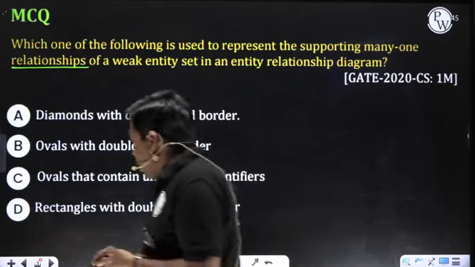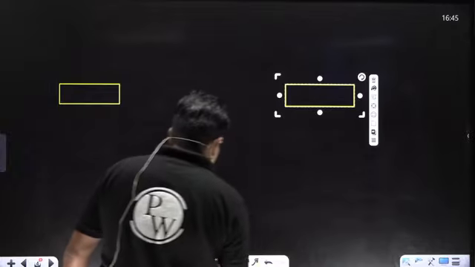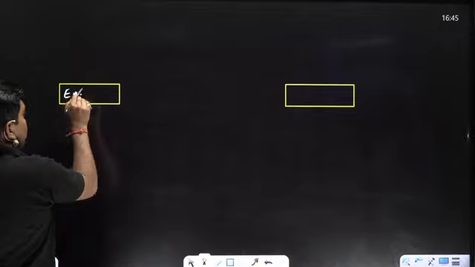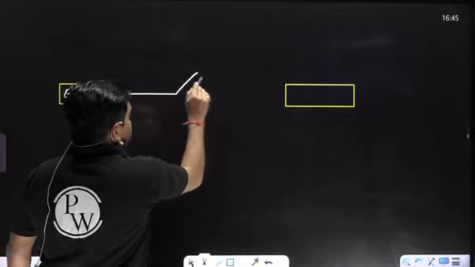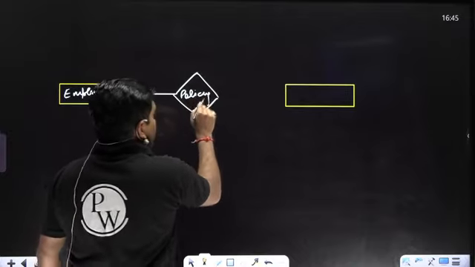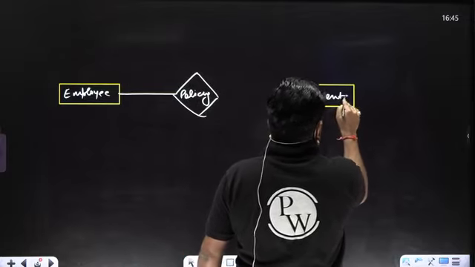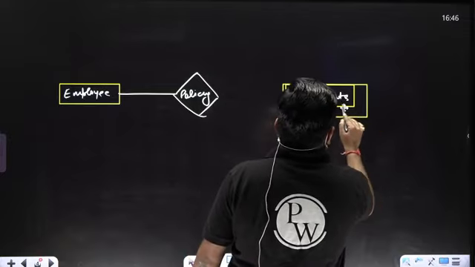So here, my dear student, you know how we represent a weak entity set. Let's suppose we have one entity set, employee. Next we have dependent, and we represent the weak entity set with a double border.